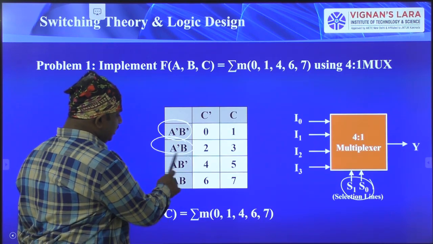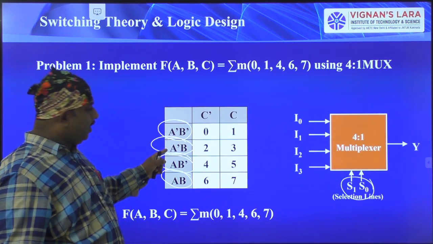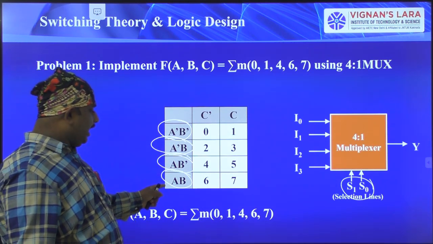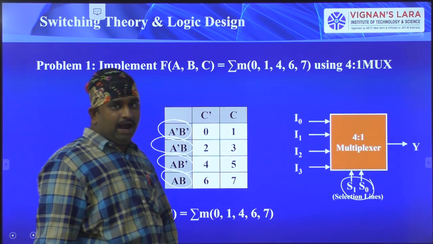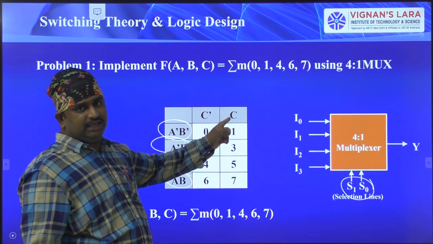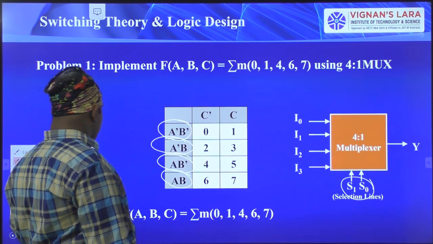Here I have the possible input combinations: A bar B bar, A bar B, A B bar, and AB. These are the 4 input combinations for AB. And the remaining one is C. So C has two values, C bar and C.